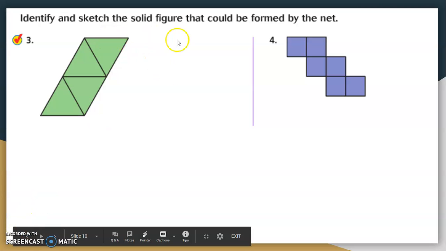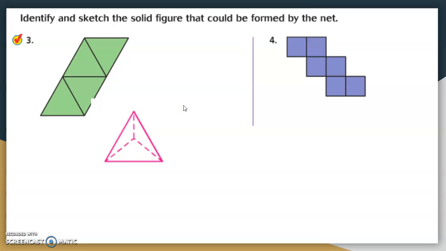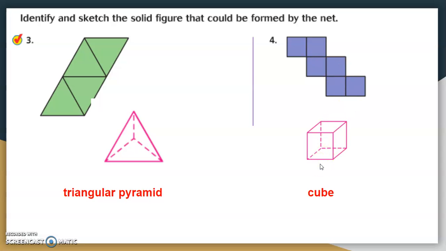All right, on this one, identify and sketch it. So this has 4 triangles. 4 triangles. So this is going to be a triangular pyramid. Here we have 6 squares. So when we fold them, we would get a cube.